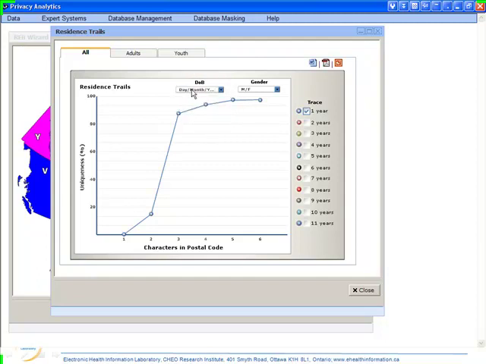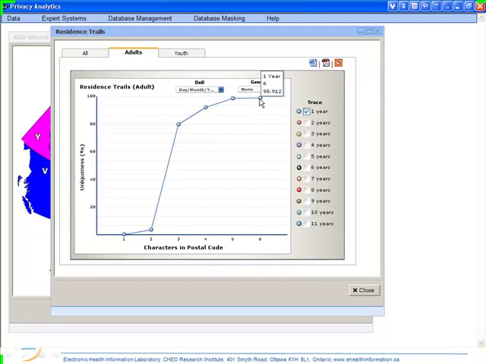You can see, as you reduce the precision, let's say we reduce it to the year and the 3-character postal code, a very small percentage are unique, and so on. If we look at adults only as a separate group, it's actually a little bit worse. If you have the 6-character postal code and the full date of birth, then about 99% of the population is unique. So the full date of birth and postal code is a unique identifier for almost all of the population. For youth, it's slightly different.